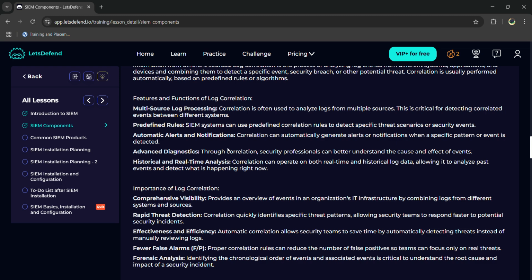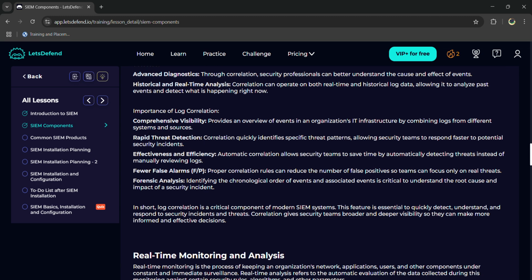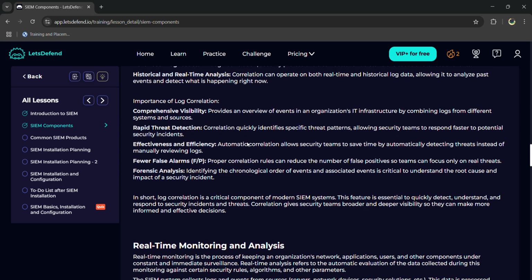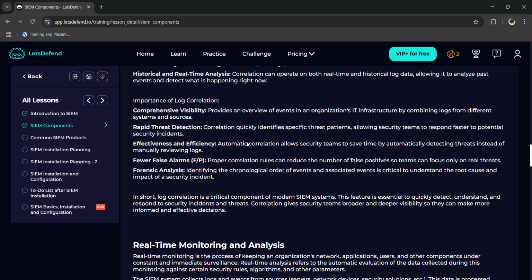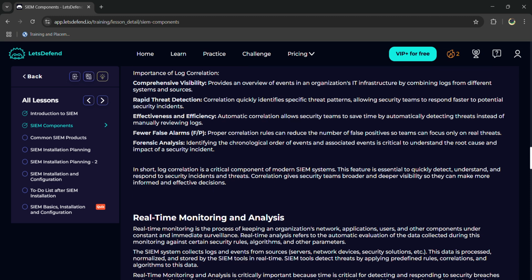Then through correlation, security professionals can better understand the cause and effect of events. We can also operate on both real-time and historical log data, allowing us to analyze past events and detect what is happening right now. So what is the importance of log correlation? It improves our visibility, and we can rapidly and quickly identify specific threat patterns. Next, it is very effective and efficient.